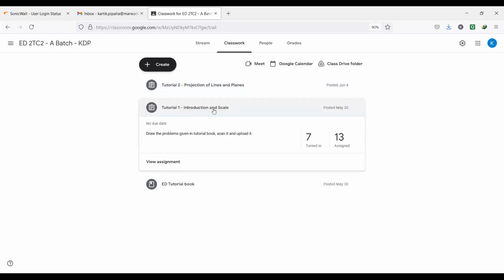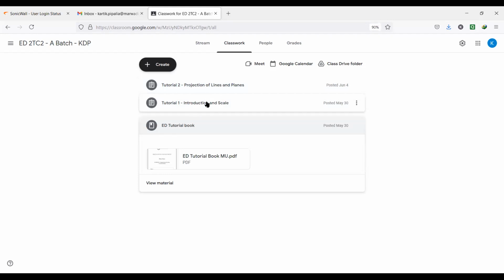For the introduction and scale, you have the clear instruction given in the tutorial book about what you need to do in the introduction part. You just refer to this tutorial book given in the Google Classroom, and the scale problems are also given in this tutorial book. So draw it, complete the task and upload it, because your final marks will be based on the internal marks. That means your mid-semester examination marking as well as your term work and viva. So all of you must complete this task. Otherwise, you might fail the subject.